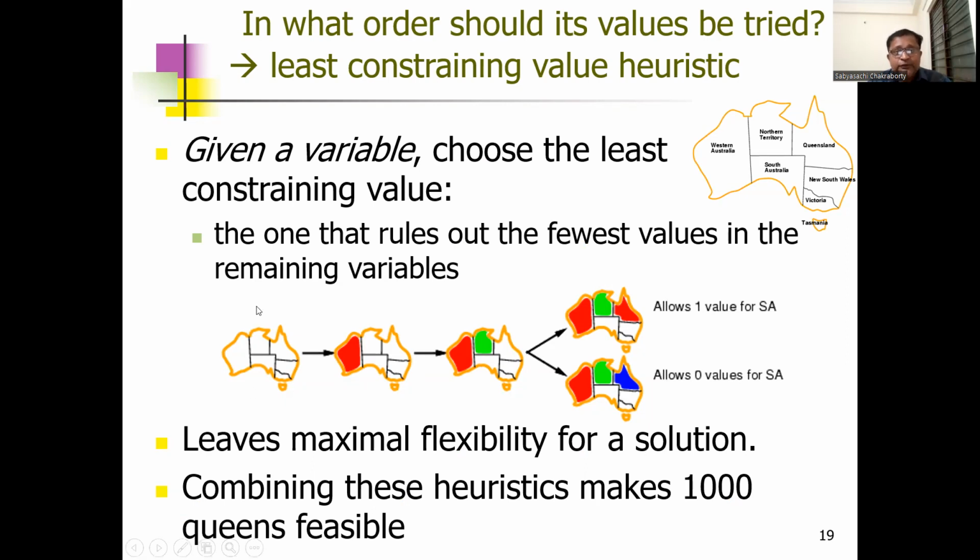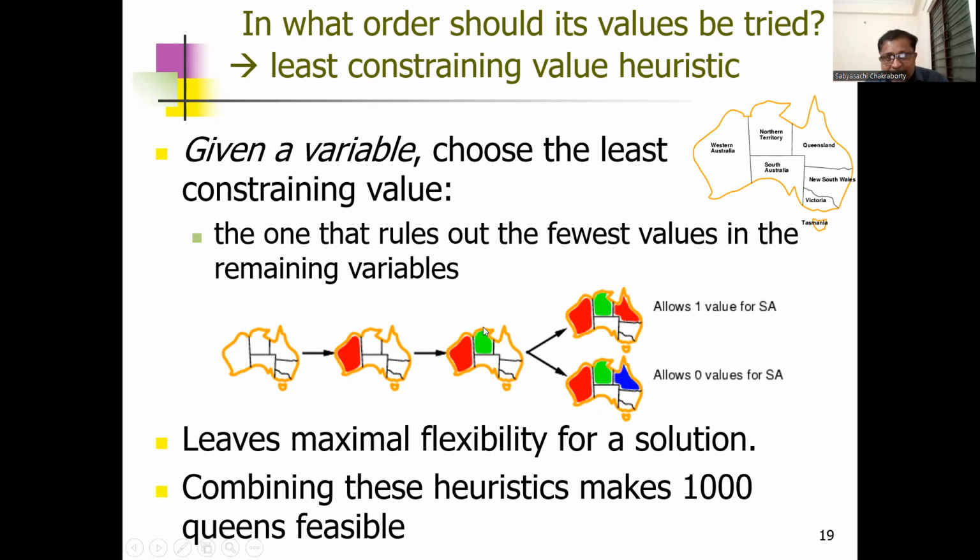We will choose that value which is imposing the least constraint over the other variables. Given a variable, choose the least constraining value. Means we will choose a value for the variable, the value which creates the least constraint for other variables. The one that rules out the fewest values in the remaining variables. Means of colors, we will take a value for a variable that will create the least constraints for the other variables. Means the other variables will have the most number of colors available for them.